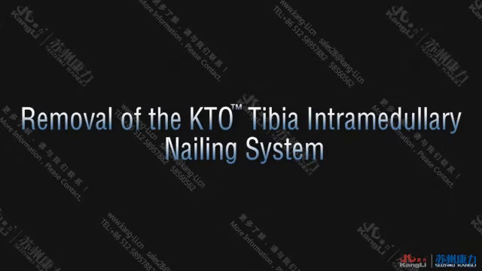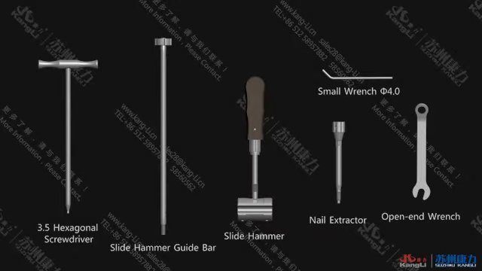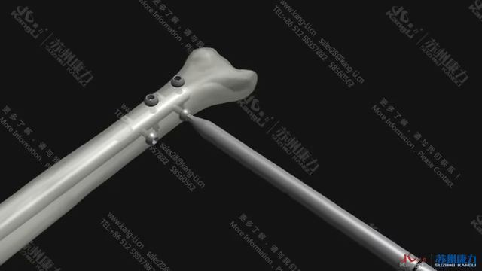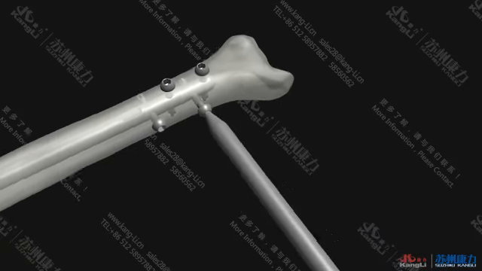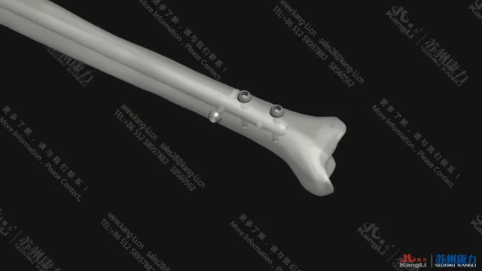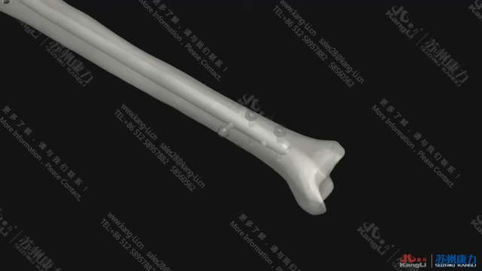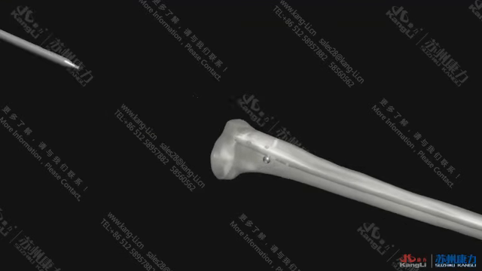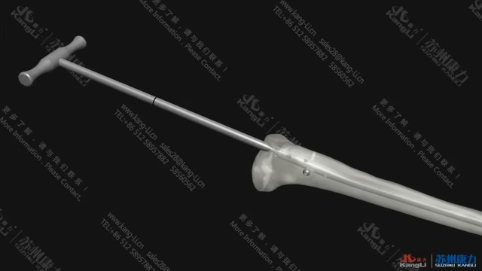Removal of the KTO Tibial intramedullary nailing system. Remove the locking screws at the distal and proximal end with a 3.5 hexagonal screwdriver. But remember to keep one locking screw at the proximal end. Remove the end cap with the 3.5T hexagonal screwdriver.